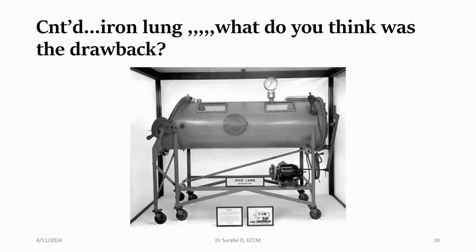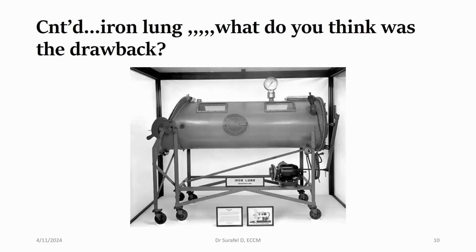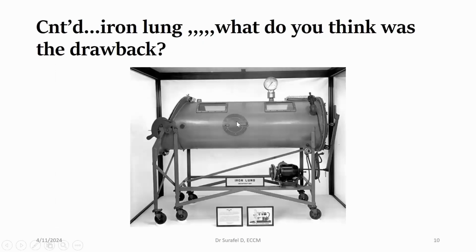Okay, good. So this is a slight modification of the body tank ventilator. This is called the iron lung. So what was the drawback? The drawback was that it was very difficult to give nursing care to patients. As you can see, there is only one opening. Otherwise, it's a very closed space, so you can't give nursing care to such patients. So the patients usually had other complications besides the condition itself. This was a very significant difficulty that patients were facing.